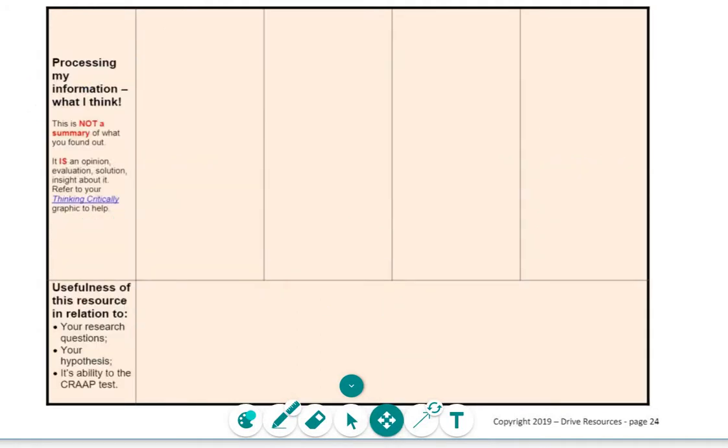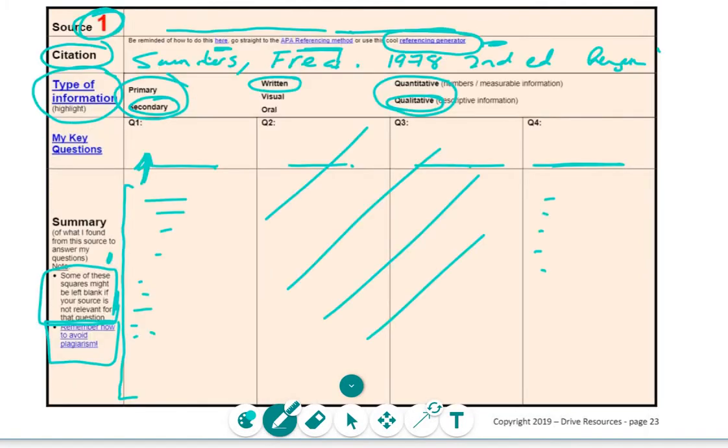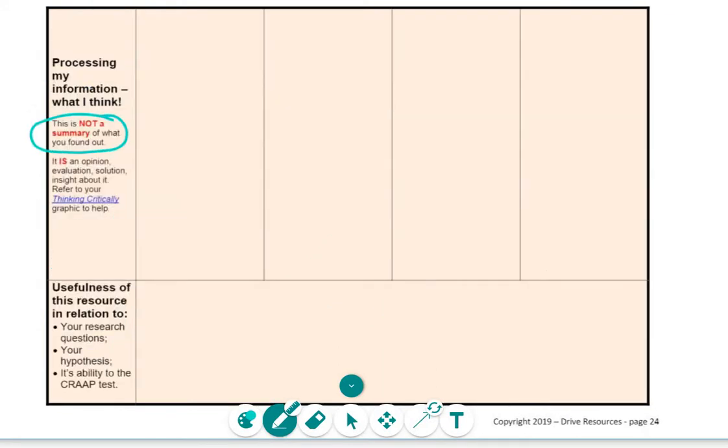Here's the second part of the source sheet. So this is where you process your information. This is where you get your developed thinking. You're thinking critically, so you're developing your conclusions. So this is not a summary of what you found. That's here. This is what you think about what you found. Okay, so you're processing your information. So it is an opinion, evaluation, solution, insight.